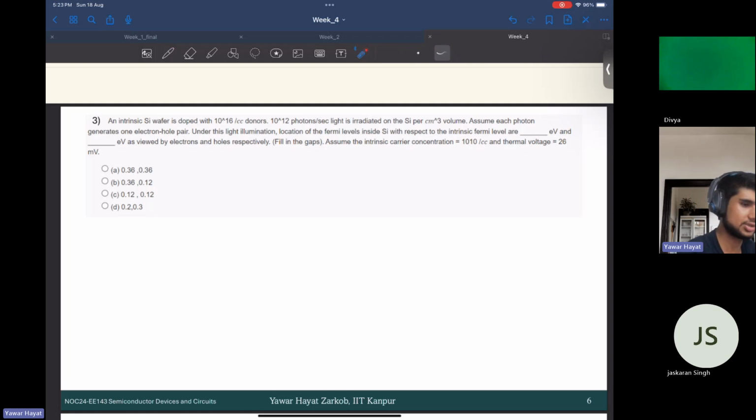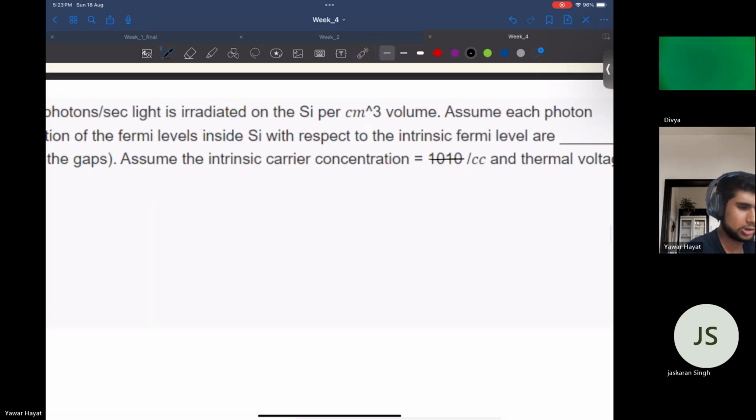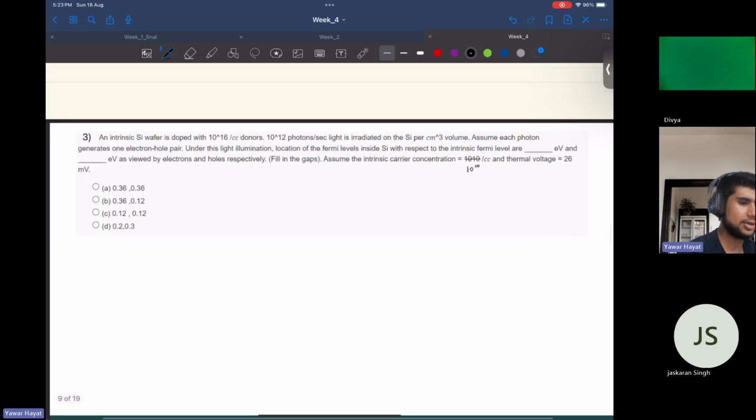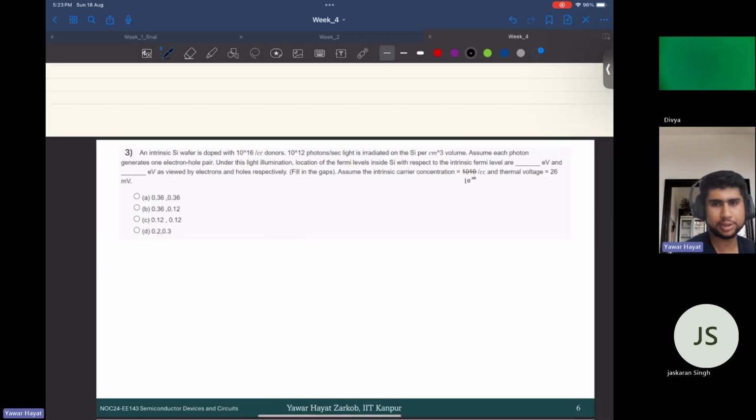I'll write this: Ni is 10 to the power 10. Fine. And your thermal voltage is 26 millivolt, right? So you guys can solve it at your end. I'll also do it at my end.